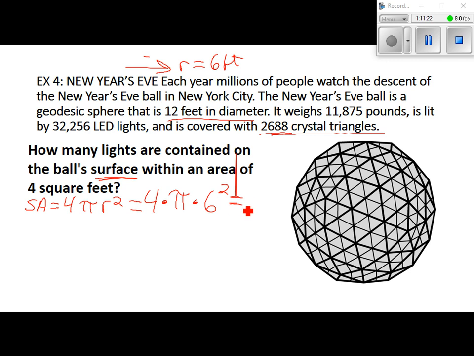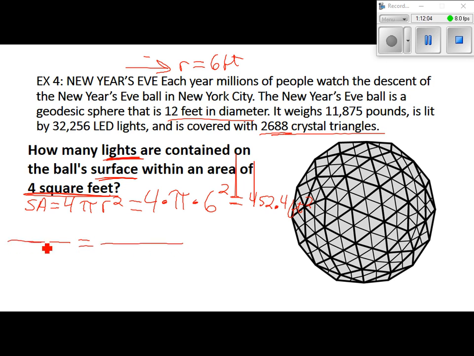So 4 times pi times 6 times 6. And I get about 452.4. And that's going to be in feet squared because it's surface area. Well, they didn't ask us for that answer. They asked us how many lights are there in a 4 square foot area. So what we have to do there is set up a proportion, probably the easiest way.